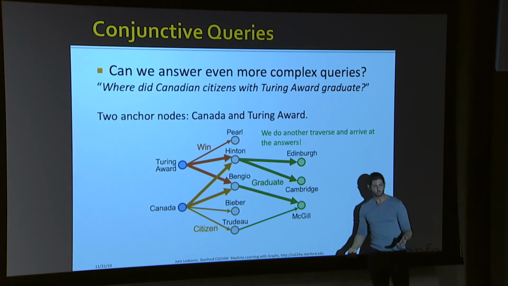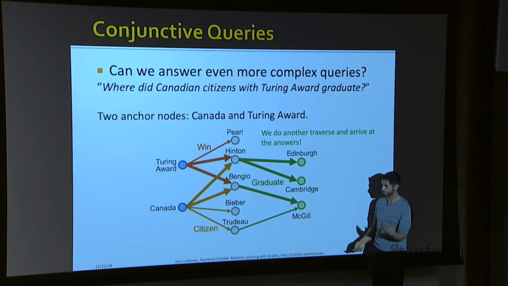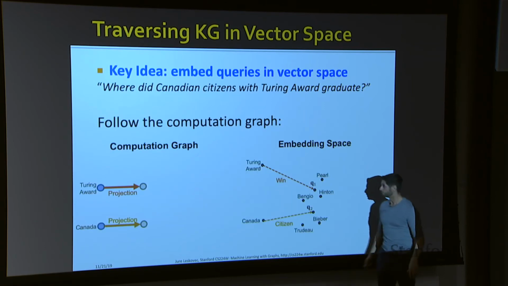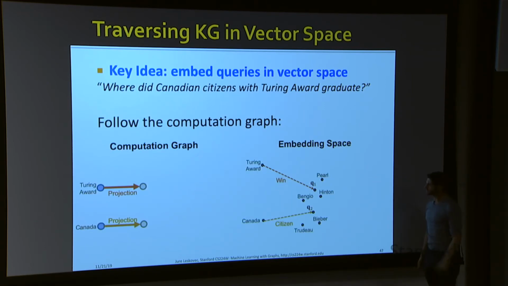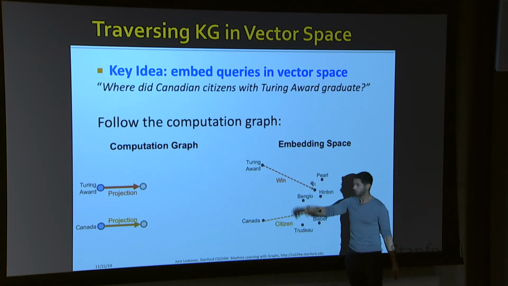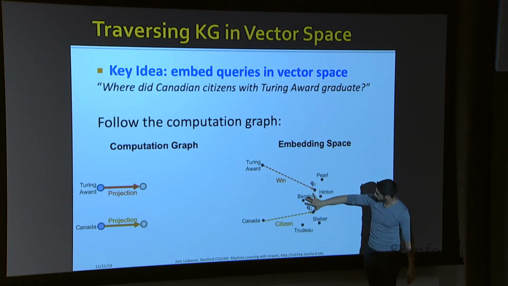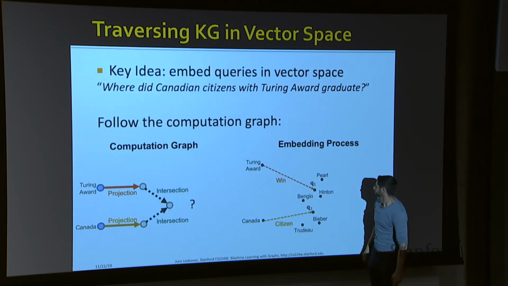Again, the problem is the completion, what we talked about before, the fact that there are probabilities assigned to these edges, or there are a lot of facts missing. How do we bring this problem now to the embedding space? Same intuition as before: left, the computation graph; right, the embedding space. We start from our two anchor nodes, we apply the win relation, we apply the citizen relation, we get Q1 and Q2, and each one of them will return a set of candidates.